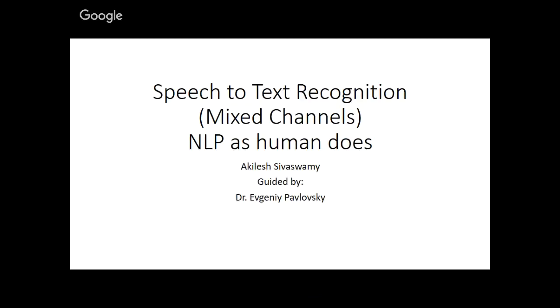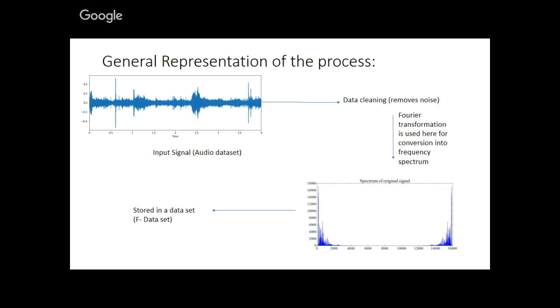My project topic is on speech to text recognition, which channels NLP as humans do. The main aim and main objective of my project is basically speech to text recognition. So here's what happens. First, we have the input signal, which is the audio data set that is available. This is used for training, the initial stage.